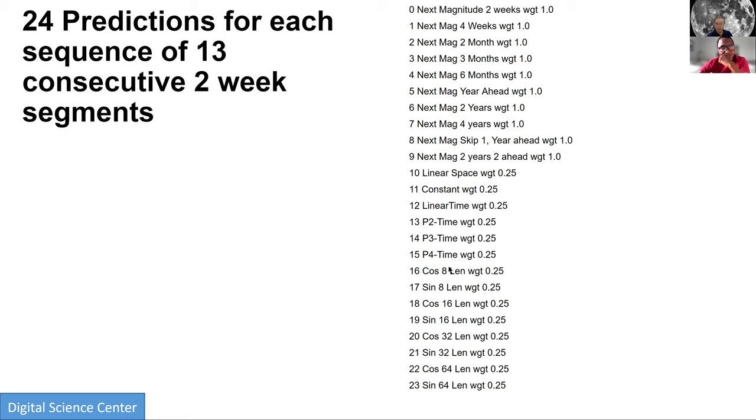Then we have cos 8, which means cosine theta, going between 0 and 2 pi over an 8-week segment. And we separate these, because I want e to the i theta, a nice rotation. I do cos theta and sine theta. I don't have the i, of course, I just use both of those. And so we have 8 of these. So we have lots and lots of mathematical functions. As I don't want them to have the same importance as the real data, we give them lower weights.